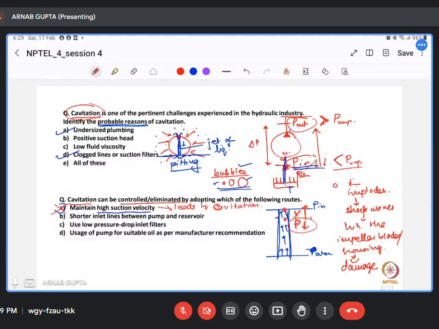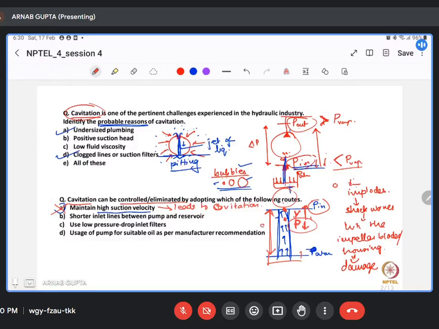Next, shorter inlet lines between pump and the reservoir. Okay. So what would you say on this? Suppose you have your tank here and you have the pump here. If this length of the line is higher, or this head is higher, then the drop in pressure will be higher. I mean, the value of P in will be lower.